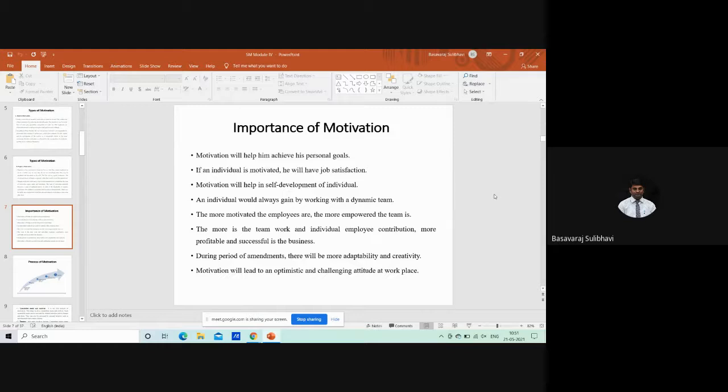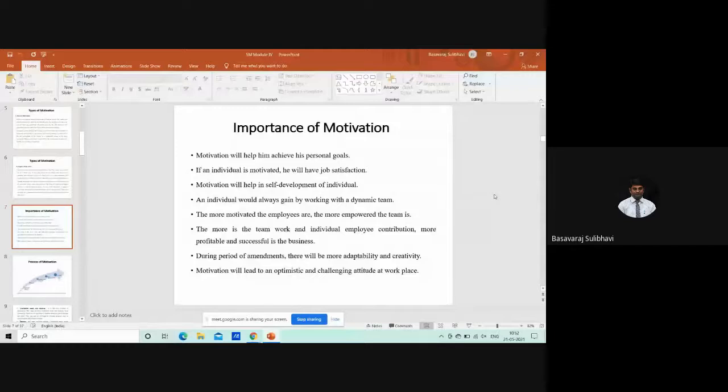To make it adaptable for the employees and to be more creative, you should have good motivation. This is the importance of motivation: if you keep the employees highly motivated for a longer time, then any amendments and changes that happen in the processes of the organization can be accepted by the employees, and they are going to work on that.